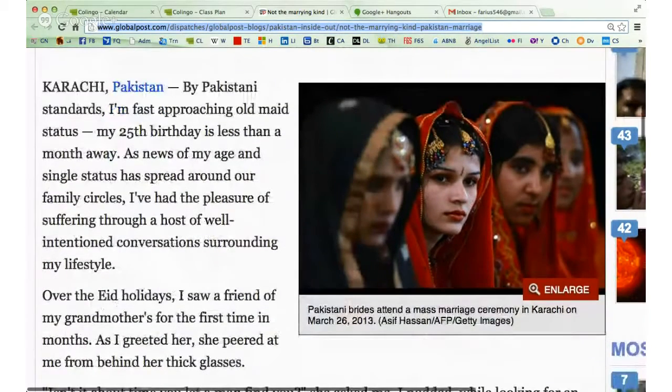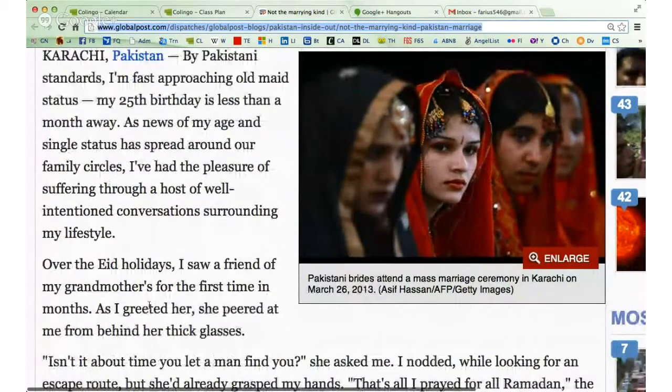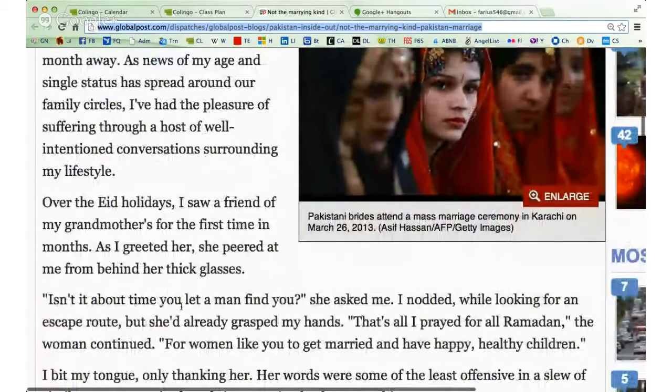"Over the Eid holidays, I saw a friend of my grandmother's for the first time in months. As I greeted her, she peered at me from behind her thick glasses. 'Isn't it about time you let a man find you?' she asked. I nodded, while looking for an escape route, but she had already grasped my hands. 'That's all I prayed for all Ramadan,' the woman continued, 'for women like you to get married and have happy, healthy children.'"